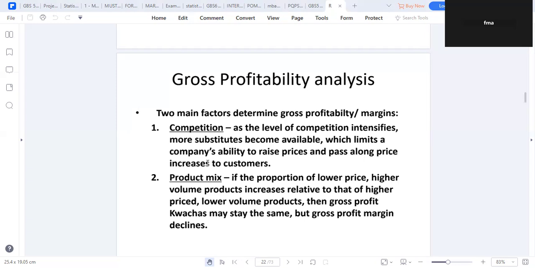So the two factors that determine gross profitability, number one, competition. As the level of competition intensifies, more substitutes become available, which limit a company's ability to raise prices and pass them along to customers. Okay. Then we have the product mix. So if the proportion of lower price and high volume products increases relative to other price products, then the gross profit will remain the same.